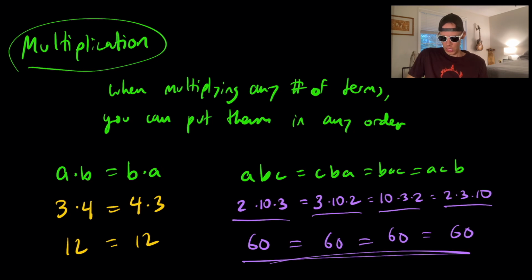So here you have the commutative property of addition and multiplication. If you're doing addition, it doesn't matter the order that you add all the terms. If you're doing multiplication, it doesn't matter the order that you multiply all the terms.